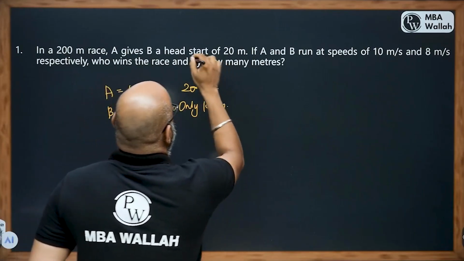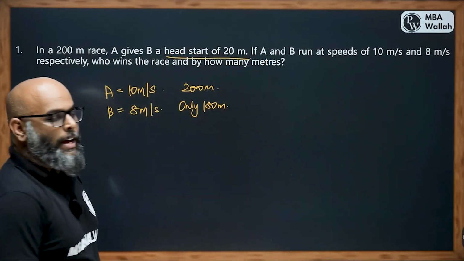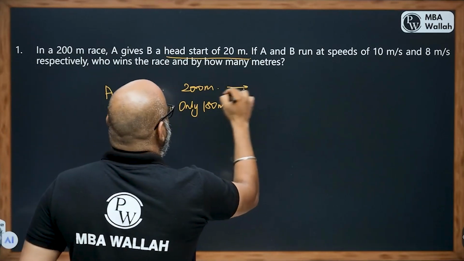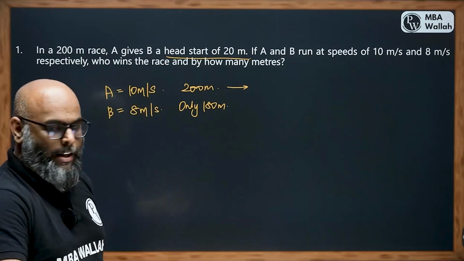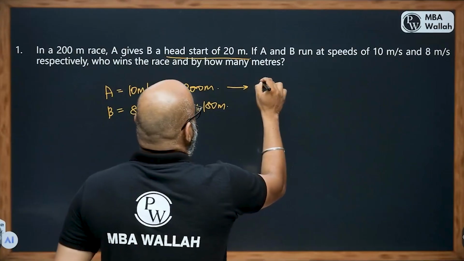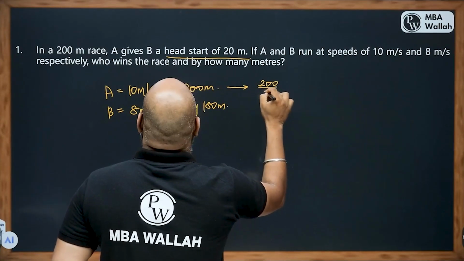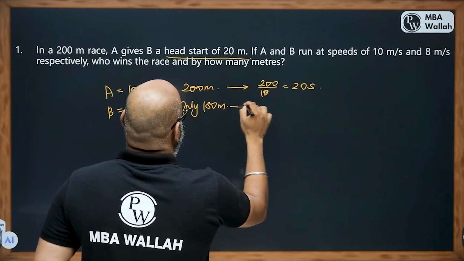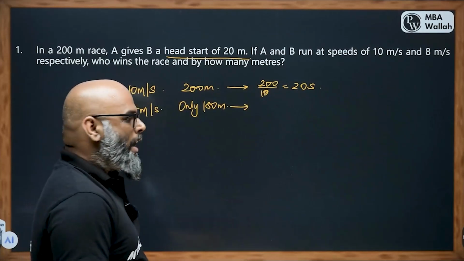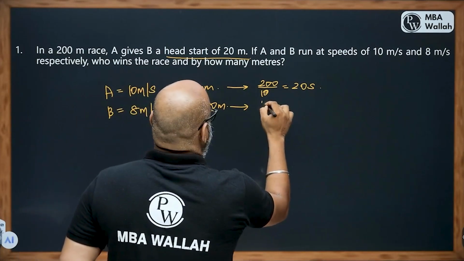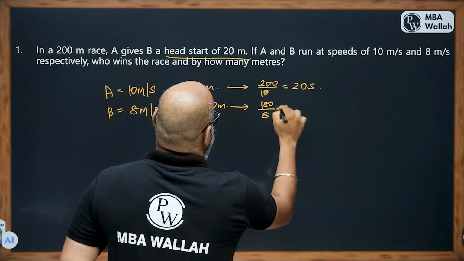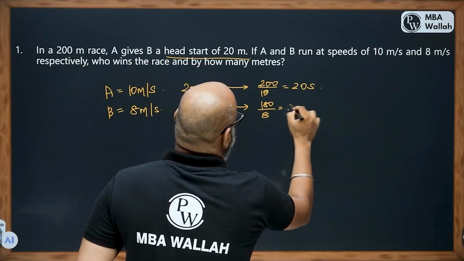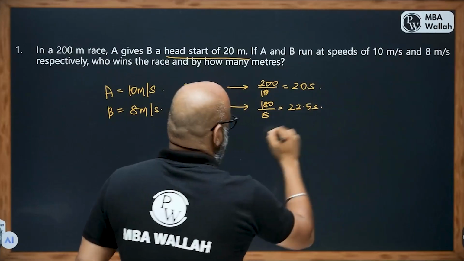Why? He gets a head start of 20 meters. A gives B a head start of 20 meters. Now, if A completes the entire race, he would have taken 200 by 10, that will be 20 seconds. If B completes the entire track, he would have taken 180 by 8, 20 by 8 is 2.5, 22.5 seconds.